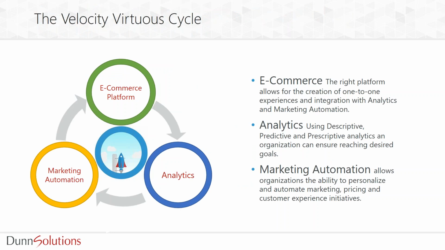We believe every organization needs velocity, and velocity enables the velocity virtuous cycle. The velocity virtuous cycle is a feedback loop that uses the vast amounts of data created through process automation, such as e-commerce, and uses that to provide insights through analytics. Those insights are then, through automation, fed back into business process, such as marketing automation, for improvement and optimization.